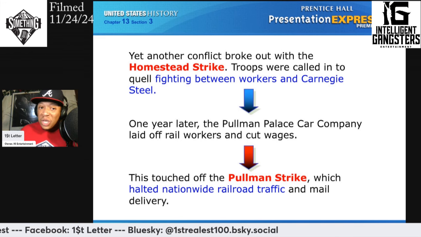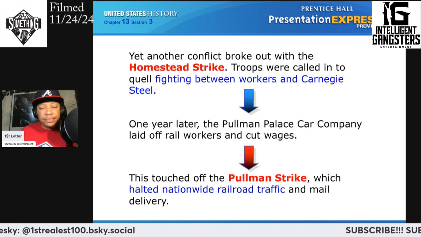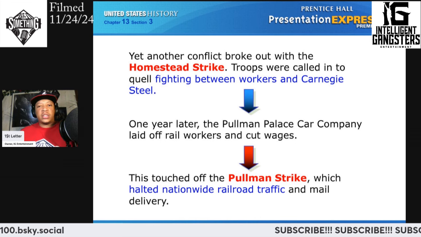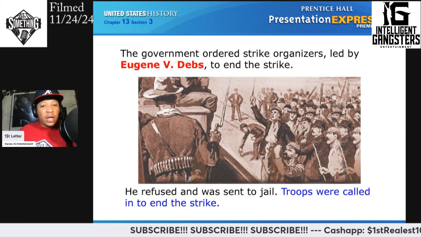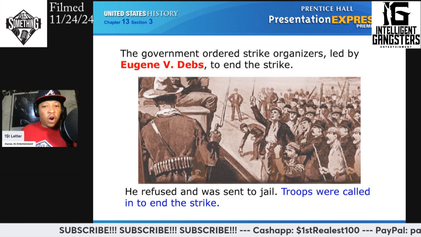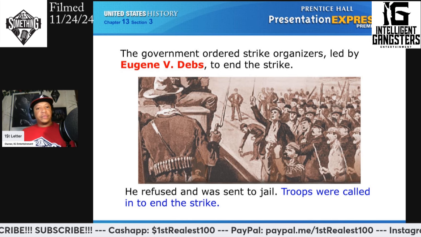Hmm? You think these motherfuckers gonna let you shut down the mail, dog? Y'all already know what's gonna happen on the next slide, man. I ain't gotta tell y'all. You know what's gonna happen? The government ordered strike organizers led by Eugene B. Debs to end the strike.